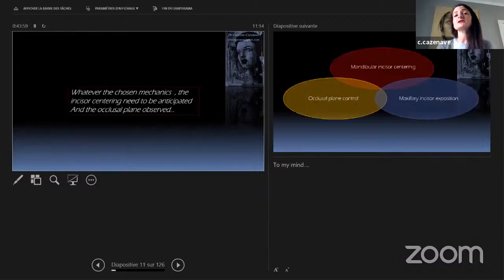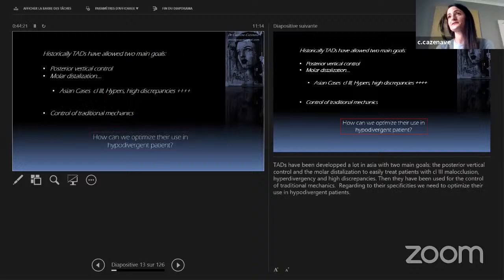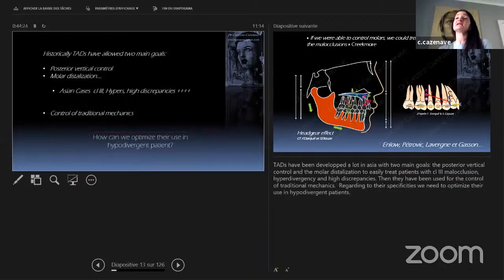To my mind, whatever the chosen mechanic, the incisor centering needs to be anticipated and the occlusal plane observed. We all know that there is an interaction between three main goals: the mandibular incisor centering, the occlusal plane control, and the maxillary incisor exposition. That has been developed a lot in Asia with two main goals, I think: the posterior vertical control and the molar distalization to easily treat patients with class 3 malocclusion, hyperdivergency, and eye discrepancy. Then they have been used for the control of traditional mechanics, and regarding their specificities, we need to optimize their use in hyperdivergent patients.